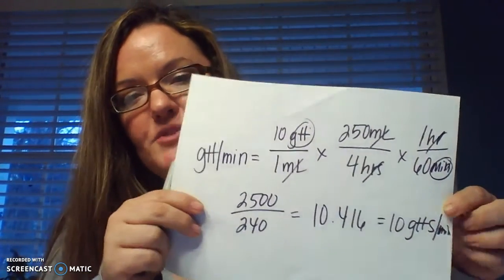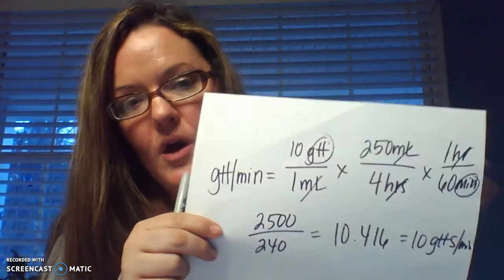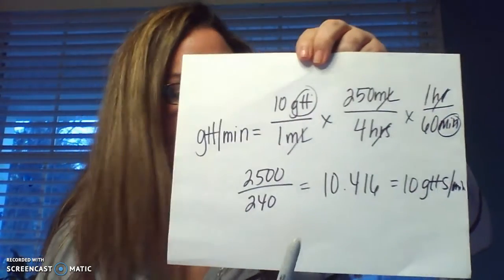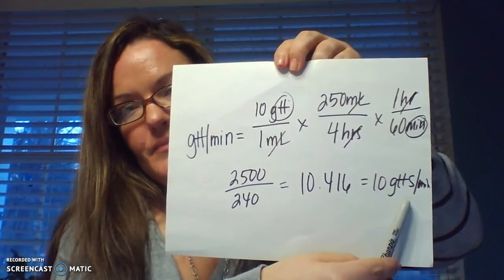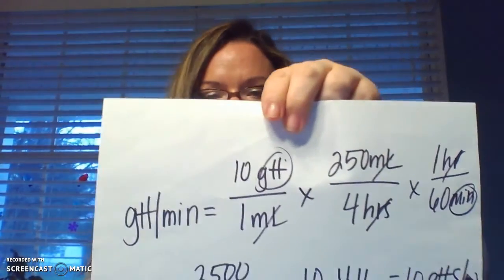And because I'm dealing with drops here, it has to be whole numbers. So I'm going to round that to the nearest whole number, which is 10 drops per minute. All right? So that's how we do drops per minute. I'm going to hold that up there for a sec.